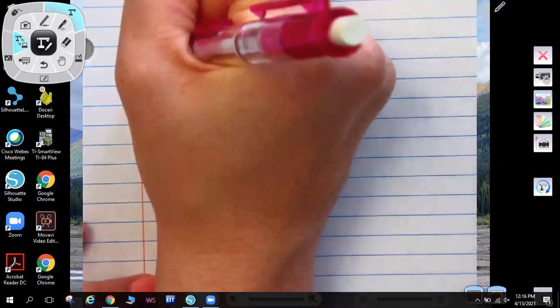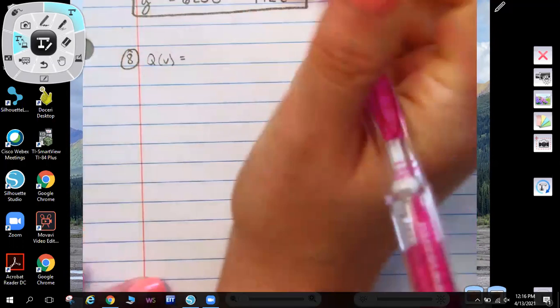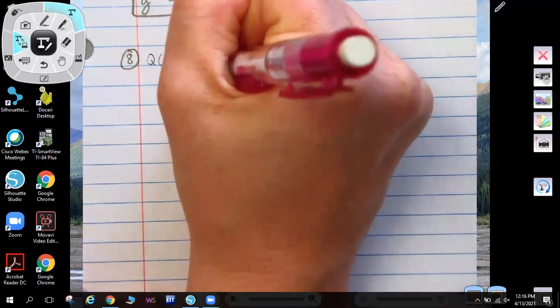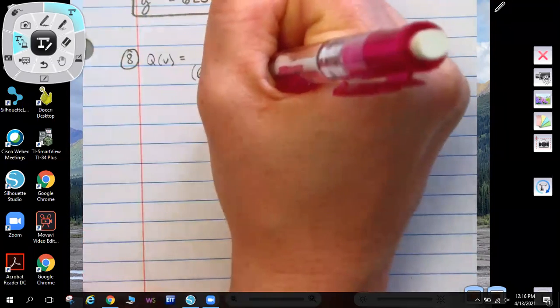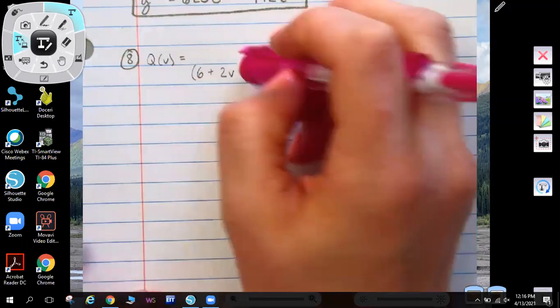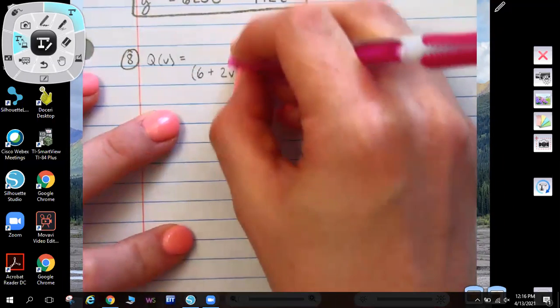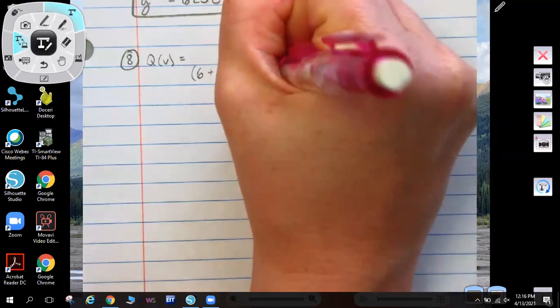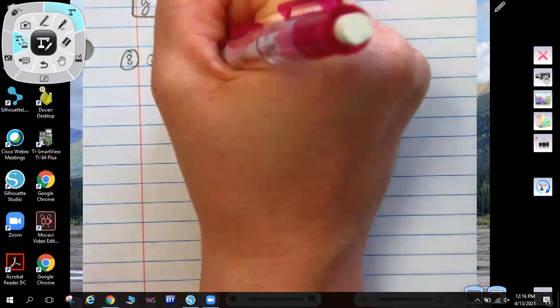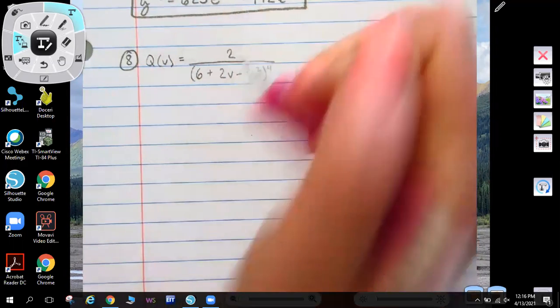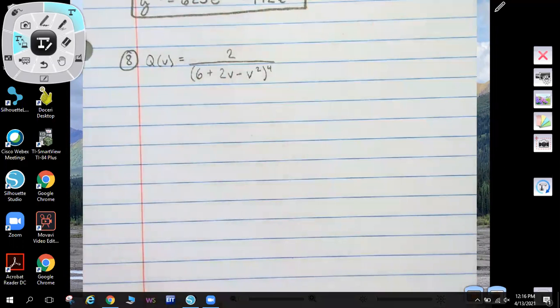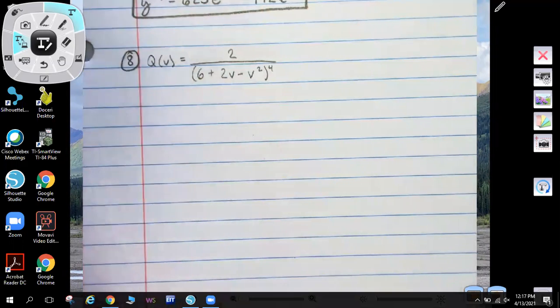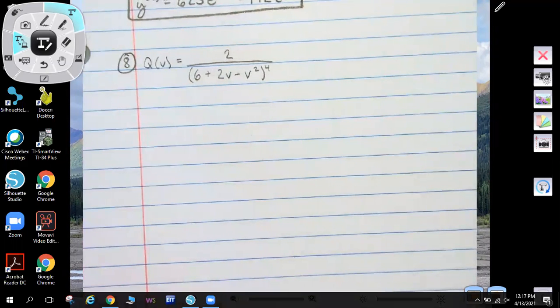Number 8. Q of V equals... Okay, this one, determine the second derivative. So we don't have to go as far on these.